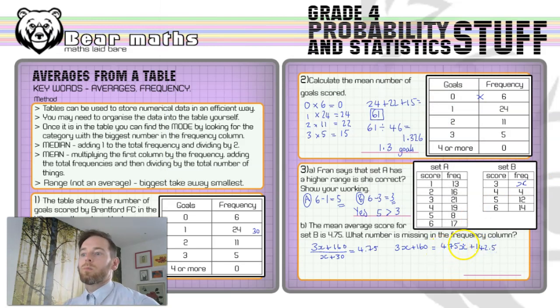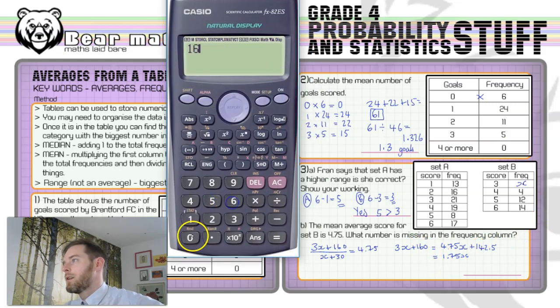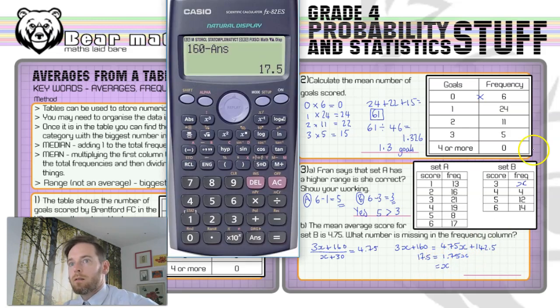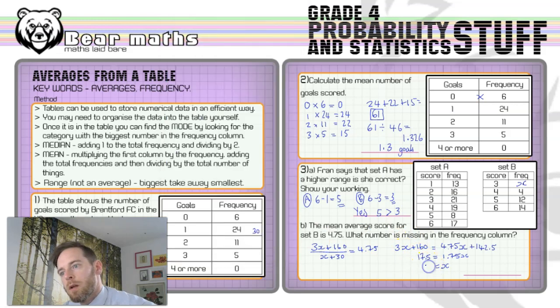And what we've got is an equation with unknowns on both sides. So if we then took away the 3x from the 4.75x, we've got 1.75x. And then we took away the 142.5 from the 160. So 160 minus the last answer we had on the screen gives us 17.5. And then we divide by the 1.75, don't we? So that's going to be hopefully a whole number. 17.5 divided by 1.75 equals 10. So we get that number that is x, and that is our final answer.